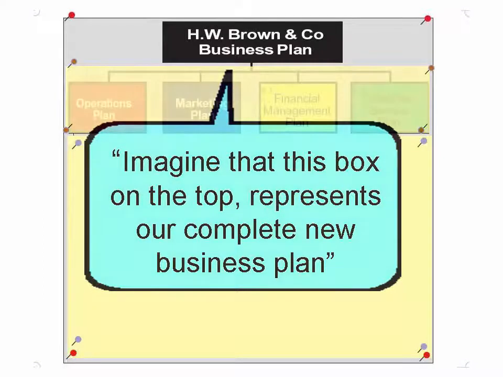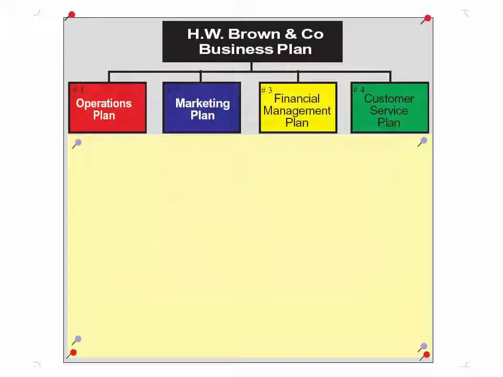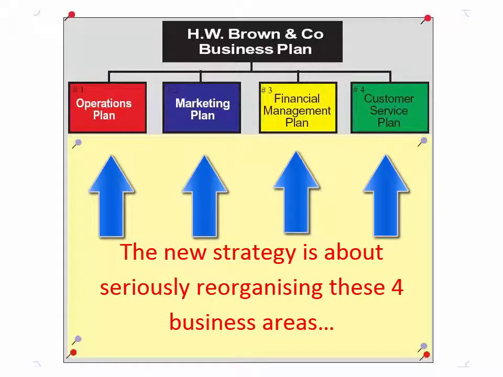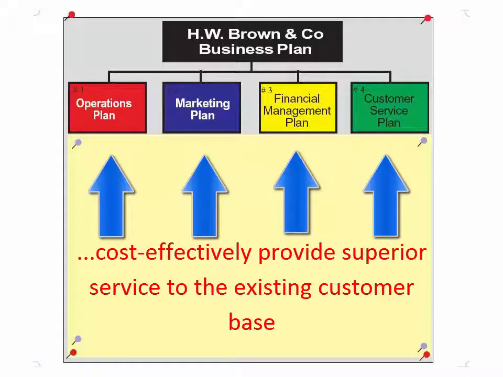Ted then removes one of the yellow cover sheets. Ted then explains to you that their new business plan is quite simple and just focuses on the 4 key performance areas of the business. They are operations, marketing, financial management, and customer service. Ted then goes on to explain that their new strategy is about seriously reorganizing these 4 business areas so that they can cost-effectively provide superior service to their existing customer base.